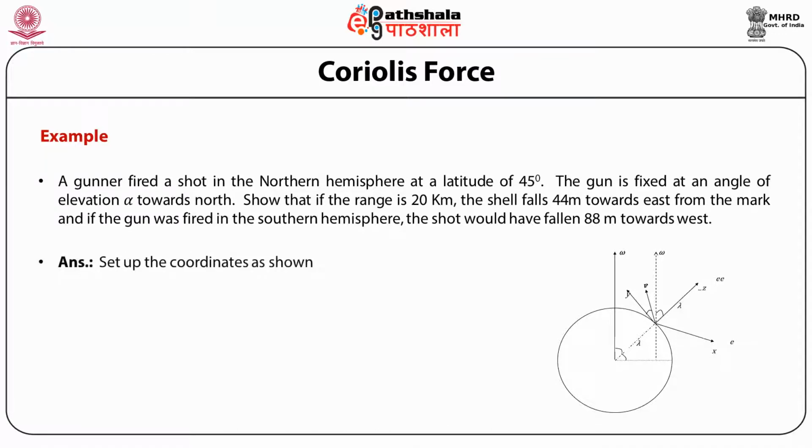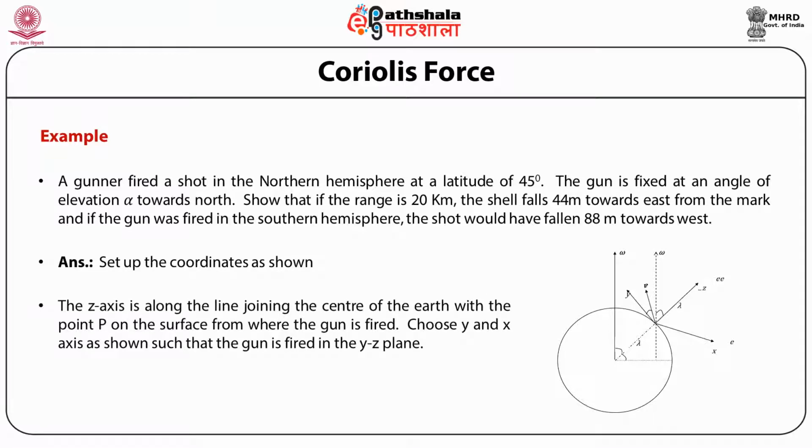Set up the coordinates as shown in the figure. We'll take the z-axis along the line joining the center of the earth with the point P on the surface from where the gun is fired. And the x and y axis are chosen such that the gun is fired in the yz plane and xyz form a right-handed coordinate system.